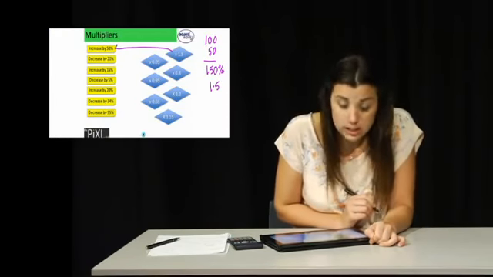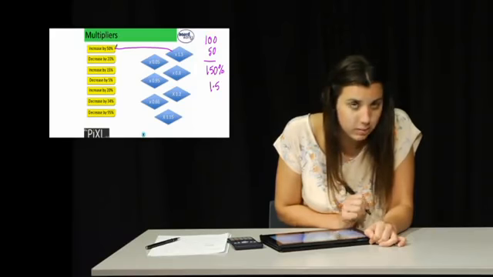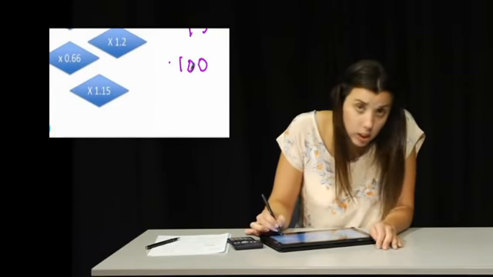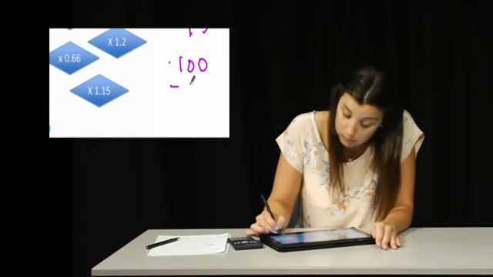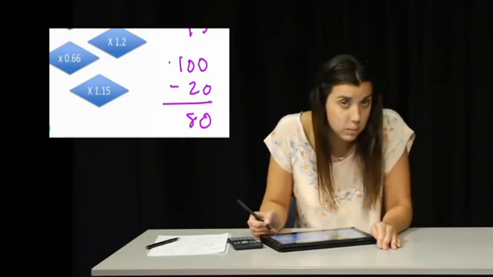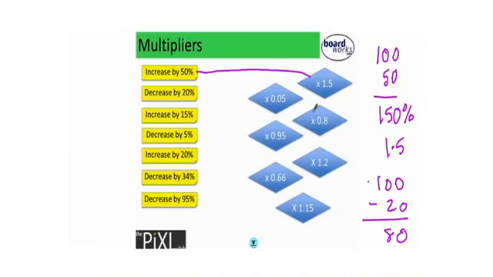Let's have a look at the decrease. Decrease by 20%. We start with 100%. We're decreasing, so we're subtracting our 20%. And we know that that leaves us with 80%. So a percentage of 80 is a multiplier of 0.8. So this one here matches up.